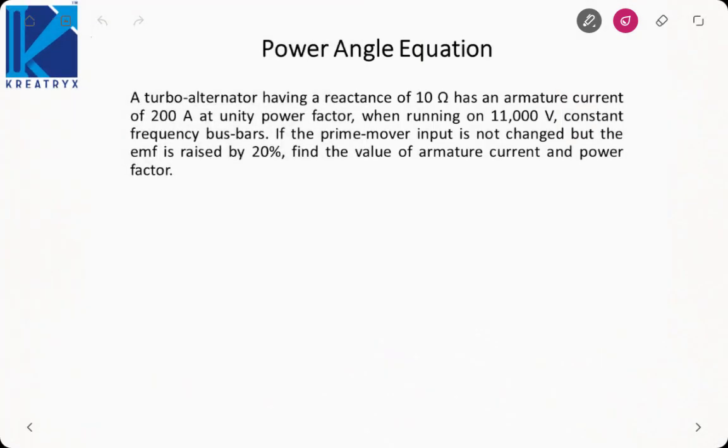Next question based on the same concept is: a turbo alternator having a reactance of 10 ohm has armature current of 200 ampere at unity power factor when running on a 11,000 volt constant frequency bus bar, which means terminal voltage is 11 kV, IA is 200 ampere at unity power factor. Now if the prime mover input is not changed, which means real power is constant, EMF is raised by 20%.